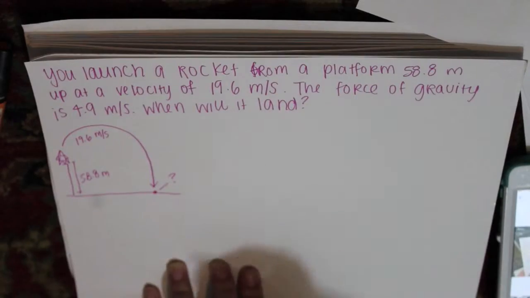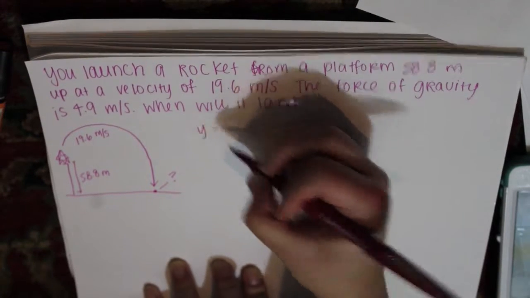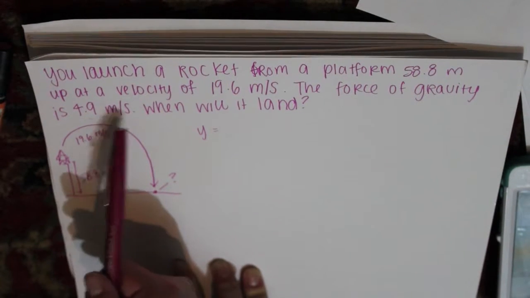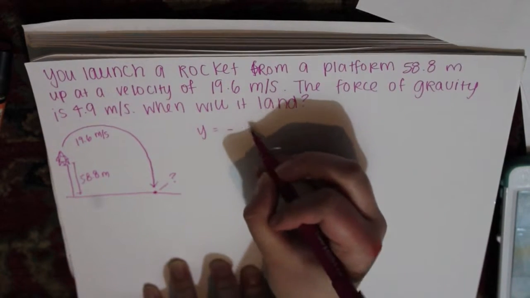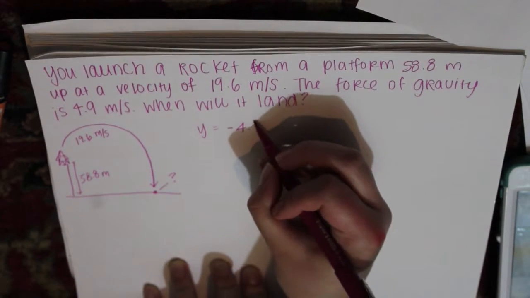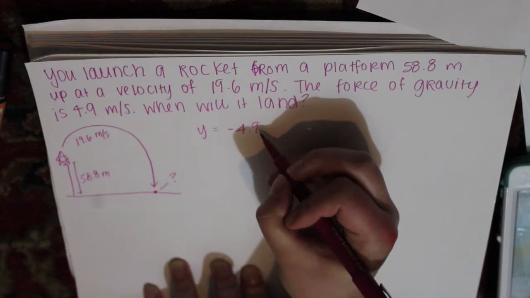Let's say you launch a rocket from a platform that is 58.8 meters off the ground at a velocity of 19.6 meters per second, but gravity pulls at your rocket at a rate of 4.9 meters per second. How long till your rocket hits the ground? To start, we need to write our equation in the standard form.